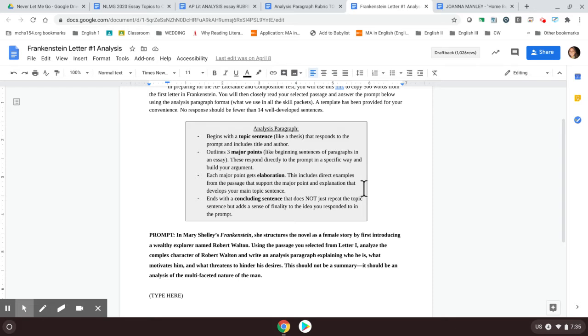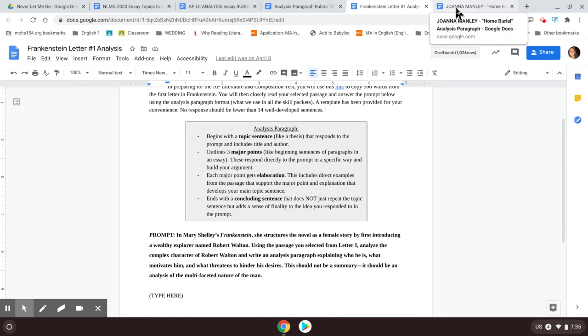Each of your analysis paragraphs should also end with a concluding sentence. The biggest no-no for this is I do not want your concluding sentence to be just a copy and paste, or kind of a parroting of what you had for your first sentence. Again, I would make sure you have this shaded box written down in your notes, and you can always pause.